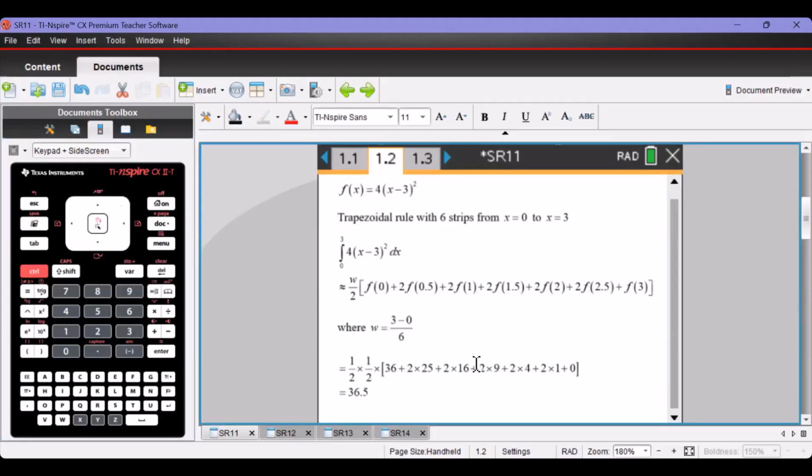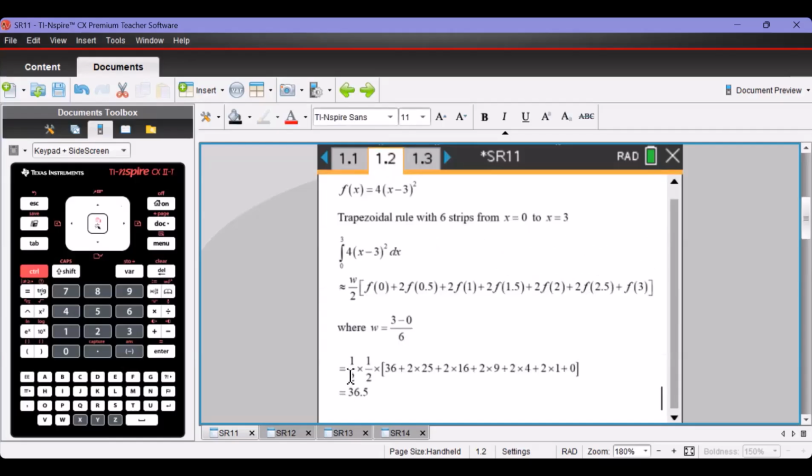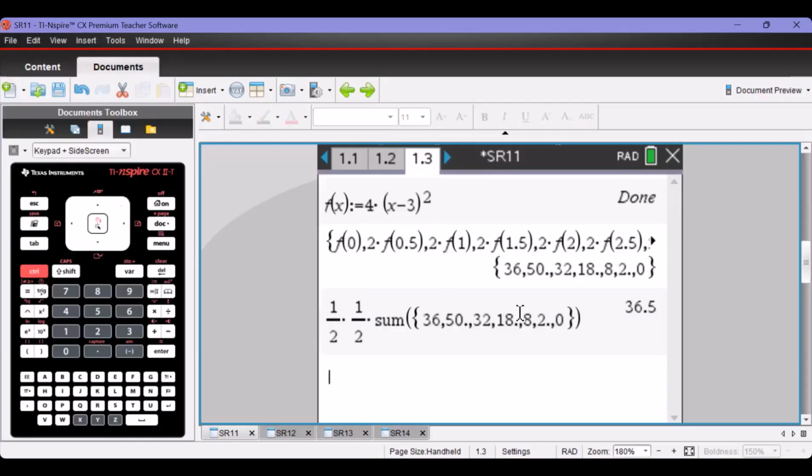And a clever way to find the sum of elements in a list is to use the sum of elements command. So basically, if we go back to our working, that a half times what's inside that square bracket there corresponds to this entry line here in TI-nspire. So first of all, you type in a half times a half times.